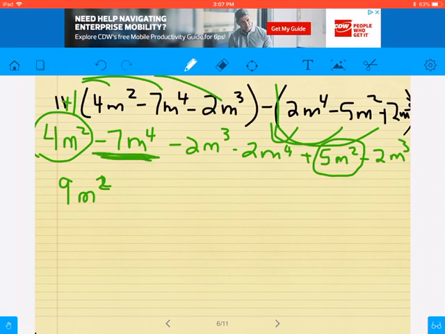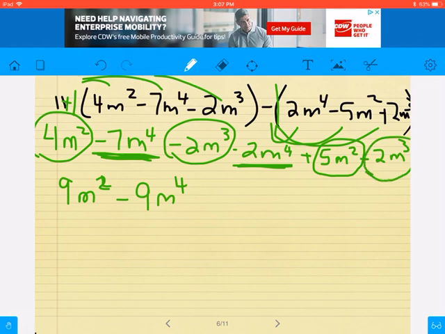So the next term is negative 7m to the 4th. And that's very much alike negative 2m to the 4th. So I'm combining negative 7m to the 4th and negative 2m to the 4th, which is going to give me a negative 9m to the 4th. And then these last two terms are conveniently going to combine together. Negative 2m cubed and negative 2m cubed are going to combine to give me negative 4m cubed.